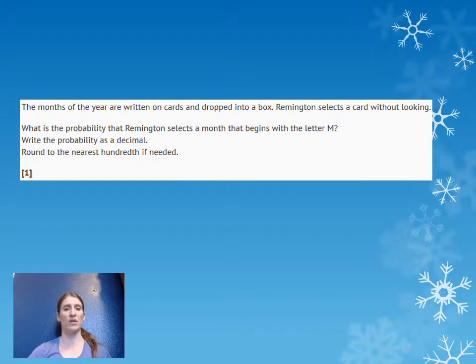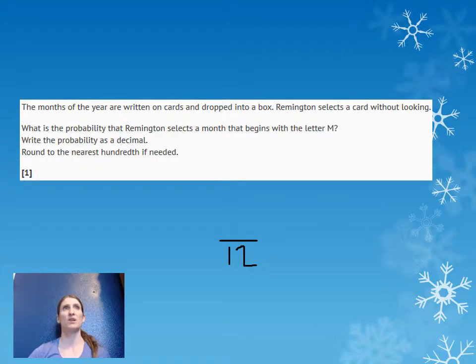Okay, moving right along. The months of the year are written on cards and dropped into a box. Remington selects a card without looking. What is the probability that Remington selects a month that begins with the letter M? Okay, so first of all, the total number of cards in the bag. Well, there are 12 months in the year, so there have to be 12 cards. How many of those begin with M?